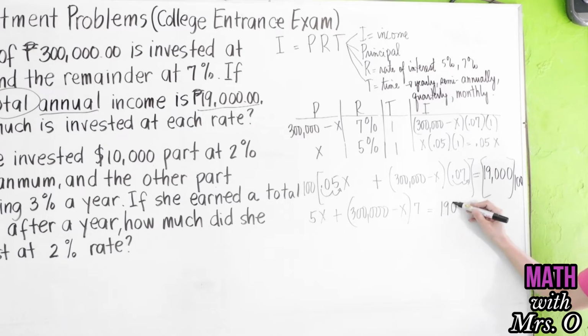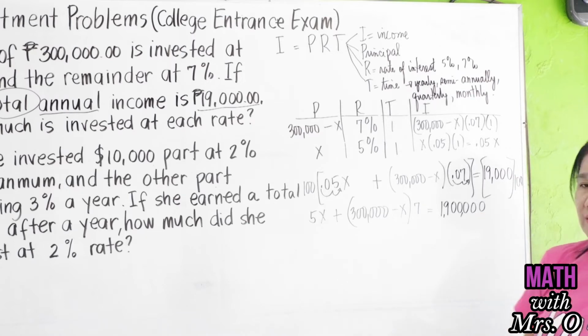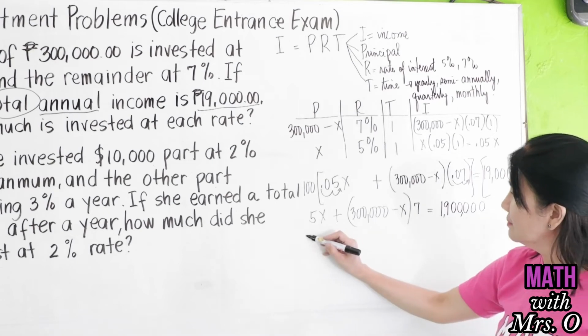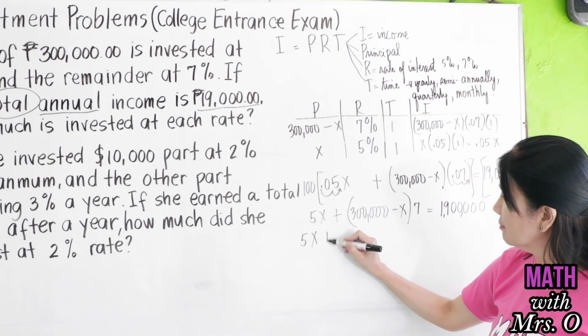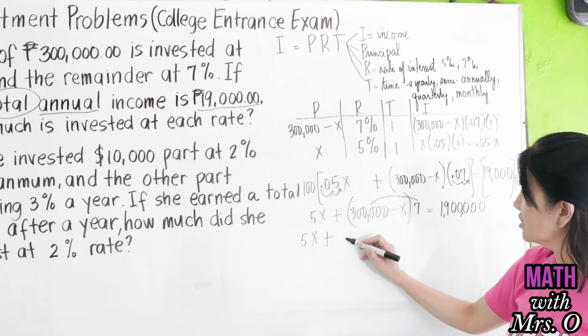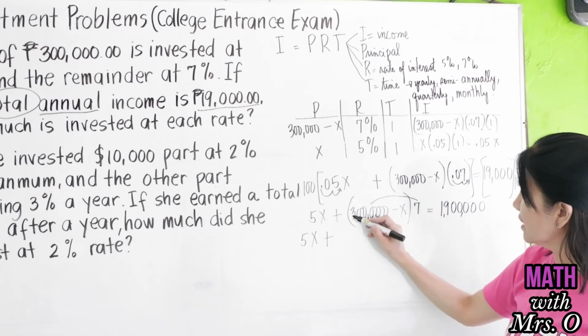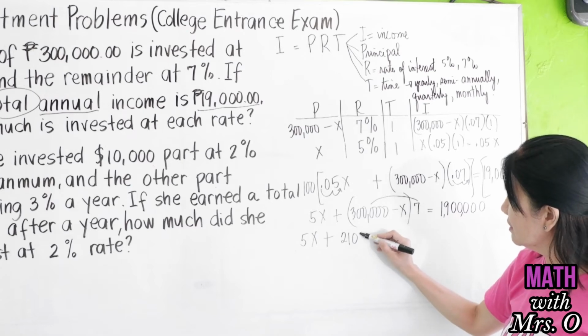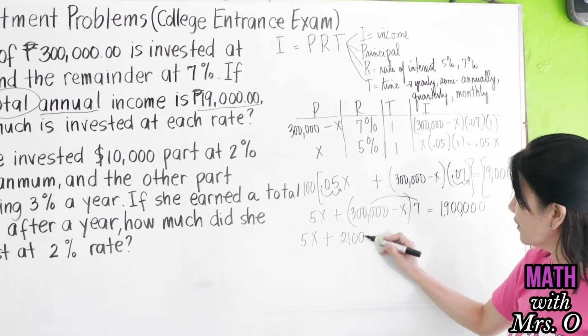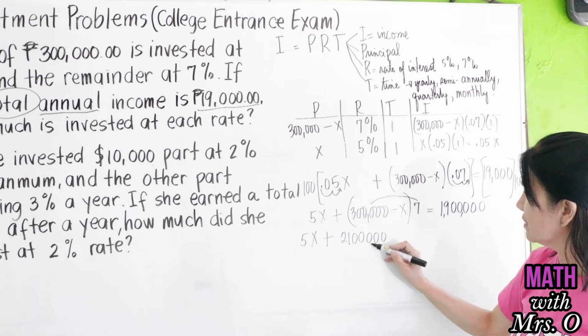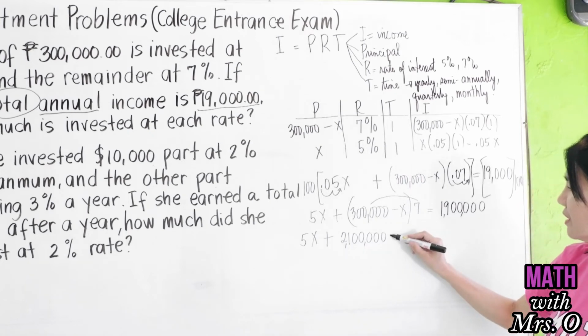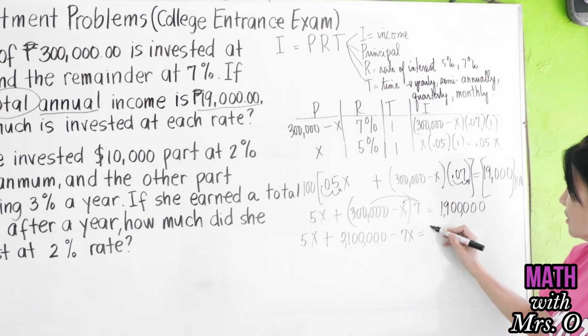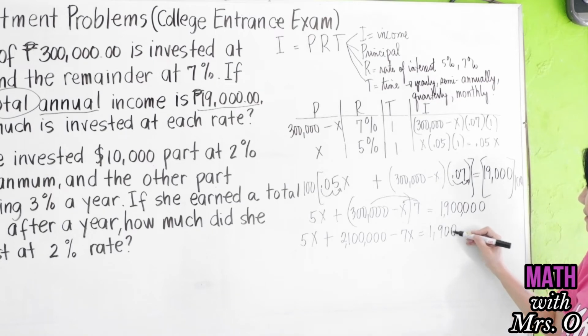So you copy the 19,000, then simply add 2 zeros there. So it becomes 1,900,000. Then copy 5x again plus, there, distribute 7. 7 times 3 is 21 and copy the zeros. We have 1, 2, 3, 4, 5 zeros. So this is now 2,100,000 minus 7 times x, 7x, equals 1,900,000.